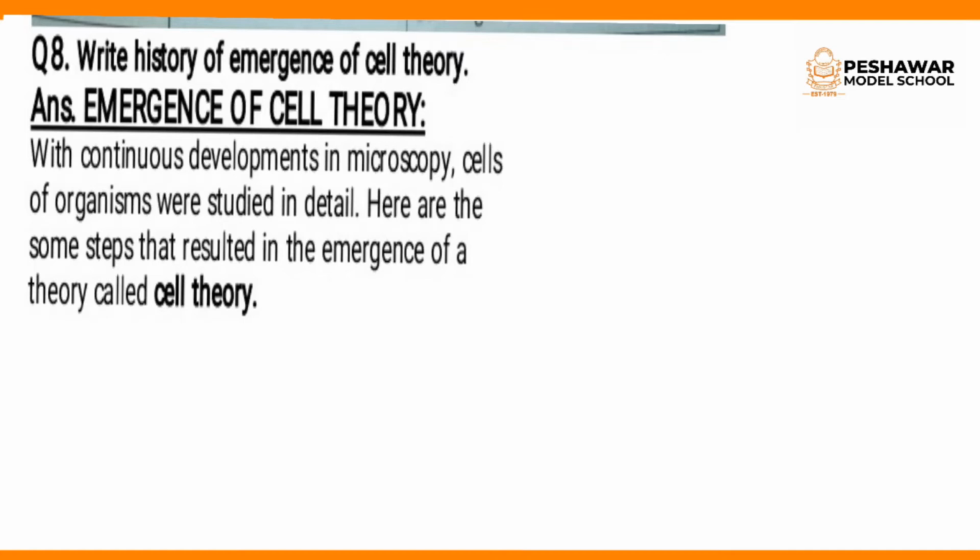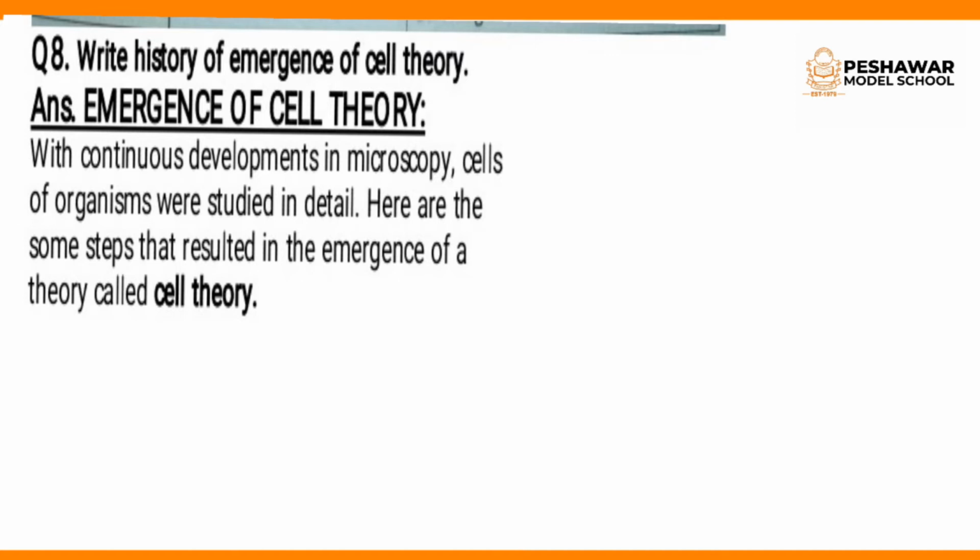Now, after the discovery of the microscope, it became easy for the scientists to study the cells in detail, the structure of the cells in detail, and the tissues in detail. After the discovery of the microscope, some scientists made developments and proposed a theory known as cell theory. With continuous developments in microscopy, cells of organisms were studied in detail. Here are some steps that resulted in the emergence of the theory called the cell theory.